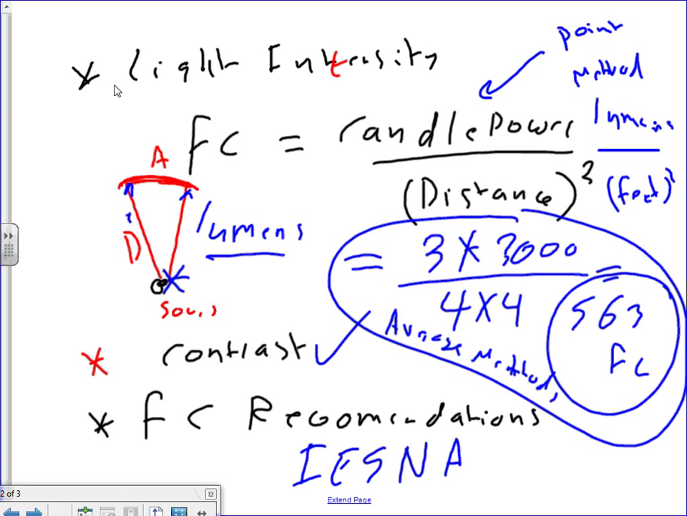Here's how they define a foot candle. Here's a lighting fixture above Adam's head. If you take one lumen coming out of that fixture to 1 foot away from the fixture, divided by 1 square foot, that gives you a foot candle. One more time. The definition of a foot candle, guys, is one lumen hitting 1 square foot that is 1 foot away from the source. That's defined as 1 foot candle.